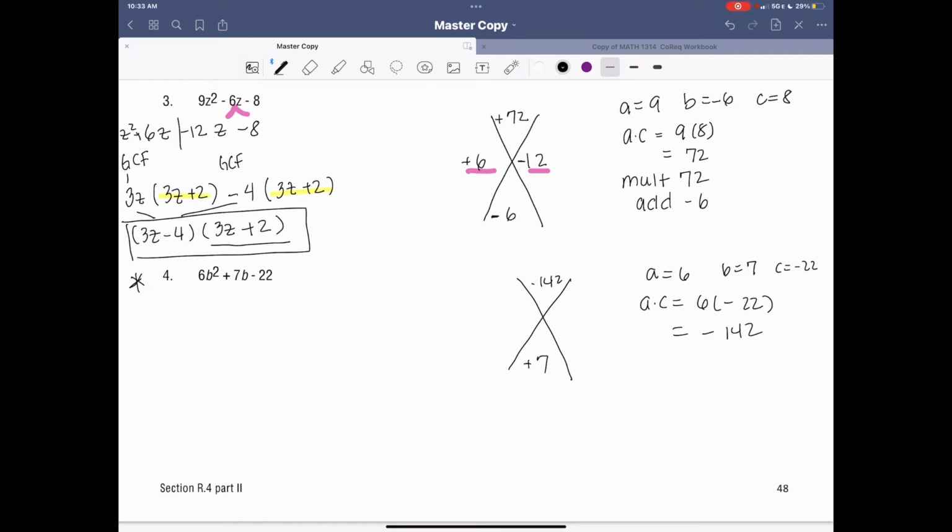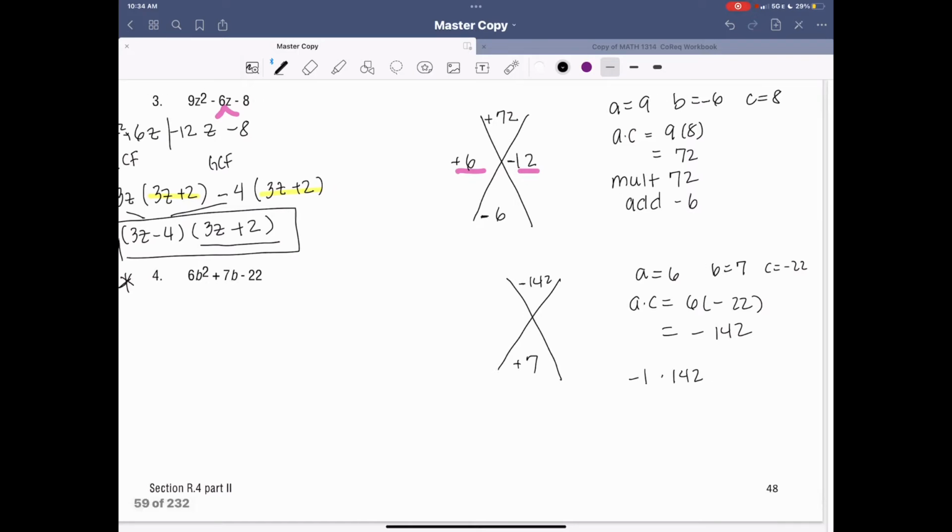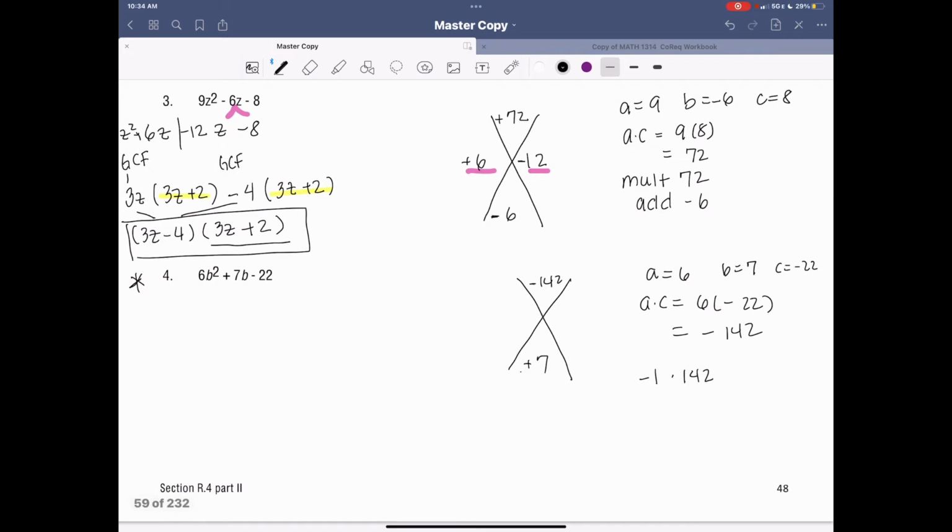So negative 142, and when the two factors add together, they're going to give me a positive 7. So you want to think about all the factors of 142, right? Because we don't know. So I have negative 1 times positive 142. The reason why I know it's a positive 142 is because when I add, remember, it's the larger number that takes the sign of the 7 that we're trying to build, the b. So negative 1 plus 142 equals 141.